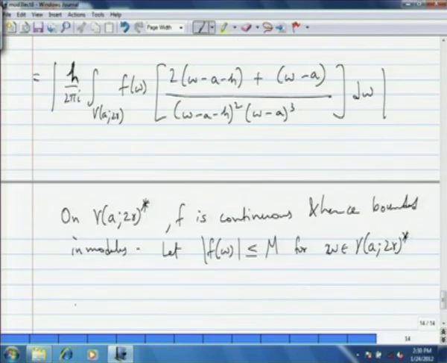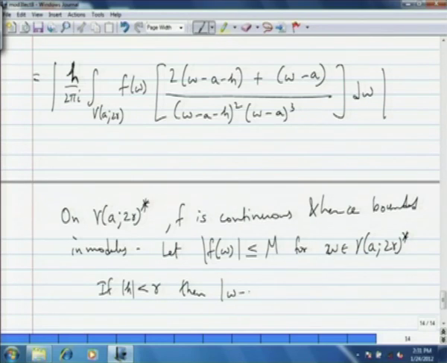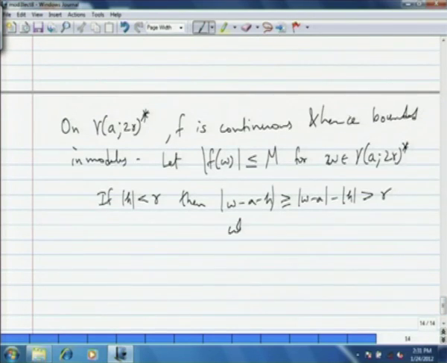So, that I am using like in the proof of the previous theorem: if we choose h such that modulus of h is strictly less than r, then modulus of w minus a minus h is greater than or equal to modulus of w minus a minus modulus of h, which is strictly greater than r whenever w is on this trace of gamma a to r. So, that is very similar to the proof of the previous theorem.